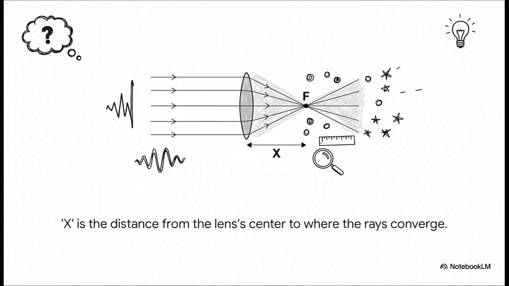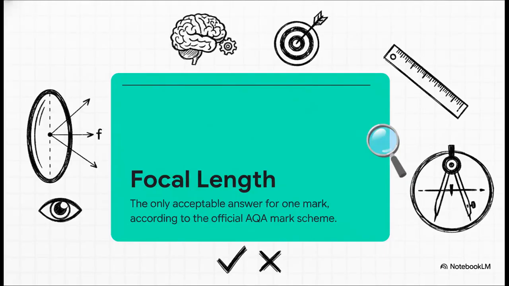Right. This diagram tells us everything we need to know. The rays come in parallel, and the lens does its job, focusing them down to that single point, which you can see is labeled F for the principal focus. The distance x is just the measurement from the lens's center to that focus point. And the one and only correct answer is focal length.